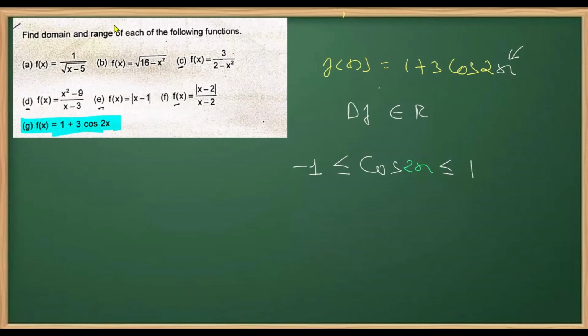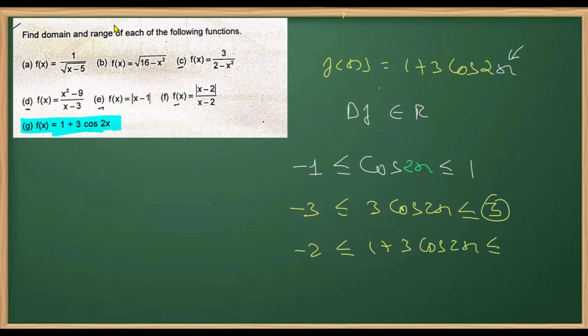But as I proceed with the question, we can see that we need 3 times this, so we'll be multiplying by 3 on both sides. On multiplying 3 with this, it is -3, and this is 3 cos 2x, and on multiplying 3 with this, it is 3. Now check, we need to add 1 to get the original function. Adding 1 to this, 1 minus 3 is -2, and this is 1 + 3 cos 2x, and adding 1 to this is 4.